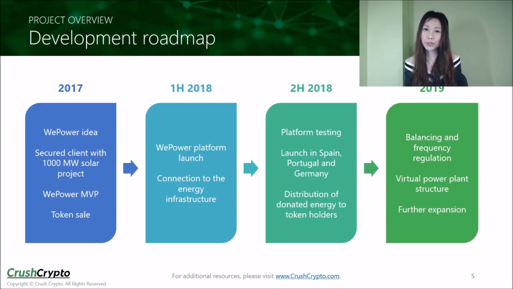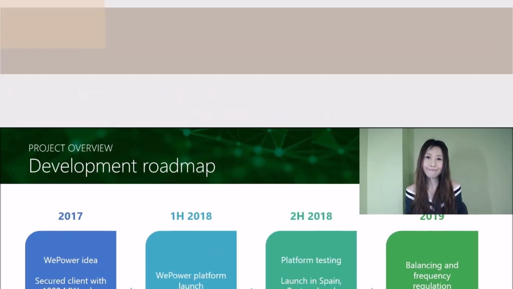The team is currently working towards a platform launch in March of 2018 and a countrywide energy tokenization test in Estonia for April. They are also working on connecting WePower with their first clients in Spain, hoping to do more testing of the platform in September before a full launch in November. After launching in Spain, the team is planning to launch their energy model in Portugal and Germany at the end of the year. If everything is still on schedule at this point, they plan on focusing on regulation in January of 2019 and virtual power plant structure in March.